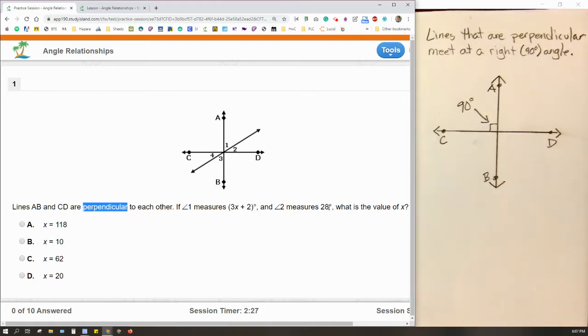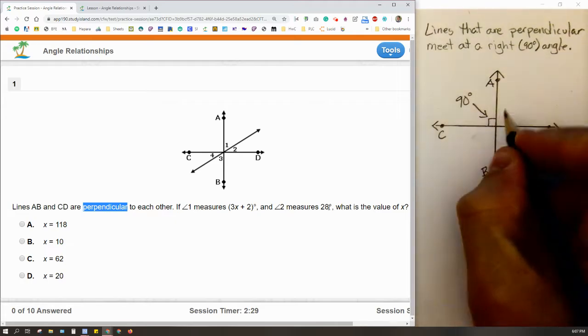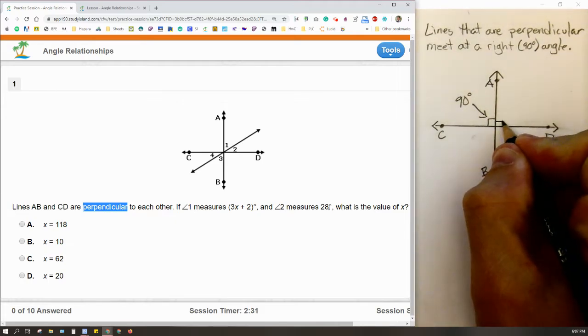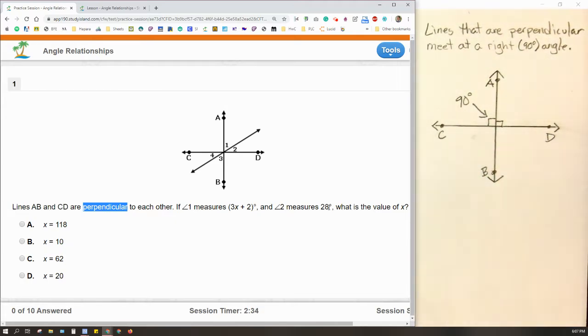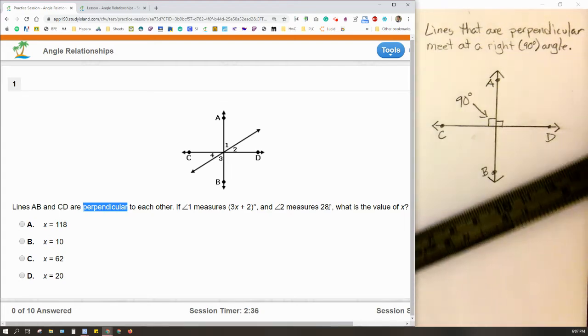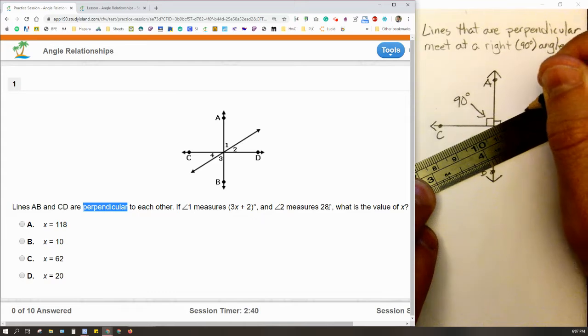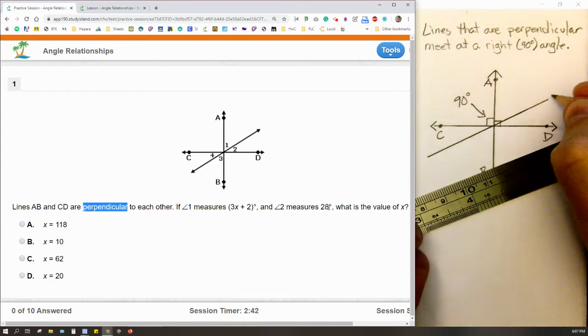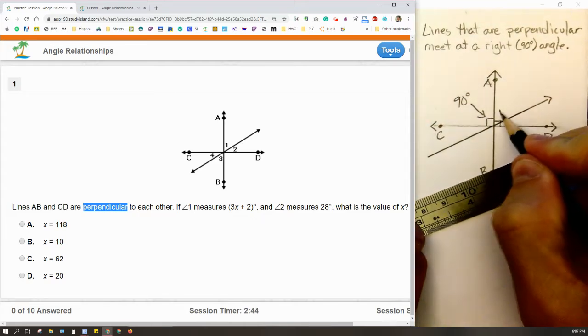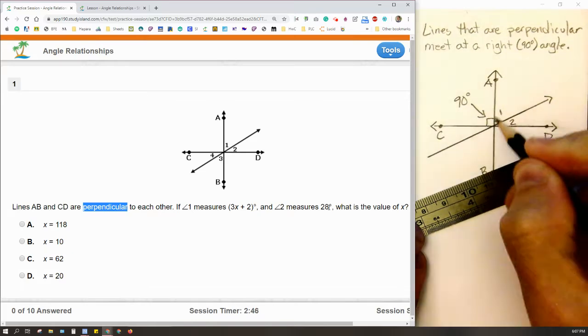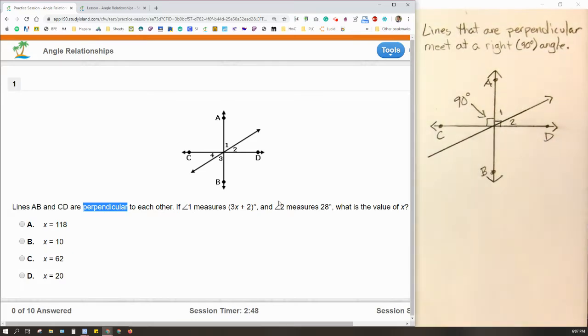Well, those two angles, angle 1 and angle 2, have to add up to 90 degrees because this is a 90-degree angle. And if I draw a line that goes through them like we have on the diagram, it still is a 90-degree angle. It's just cut up into a couple different pieces. So we've got angle 1 right here and angle 2 right here. They still have to add up to 90. So we just write that their two angles measure and add up to 90.